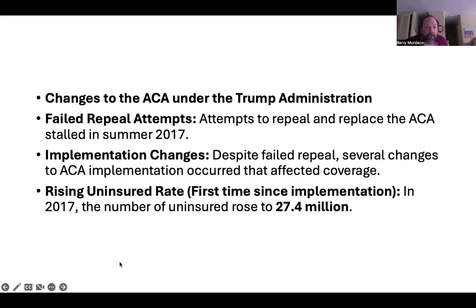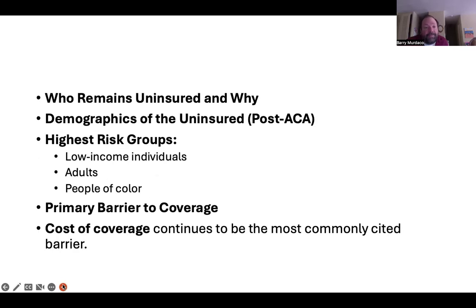Changes to the ACA and the Trump administration, failed attempts to repeal and replace the ACA. Despite failed repeal, several changes to ACA implementation occurred that affected coverage, which of course led to a rise in the uninsured rate. The first time since it was implemented, in 2017, the number of uninsured rose to almost 30 million people. Who remains uninsured and why?